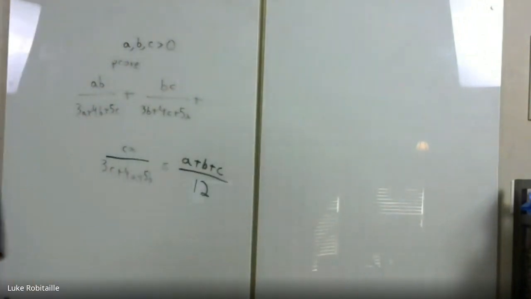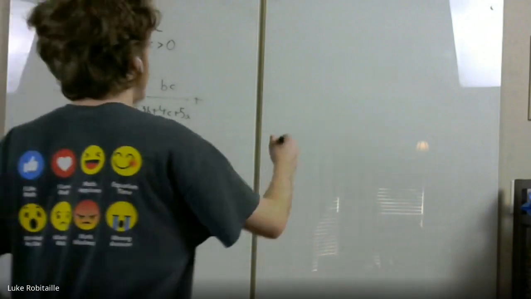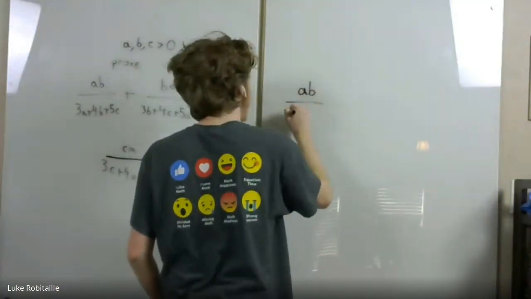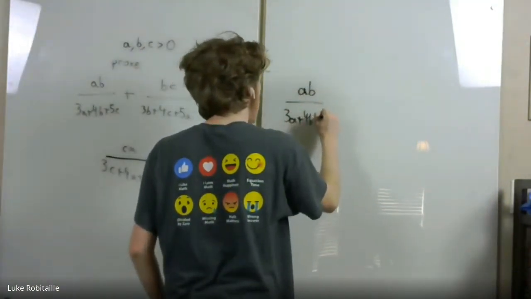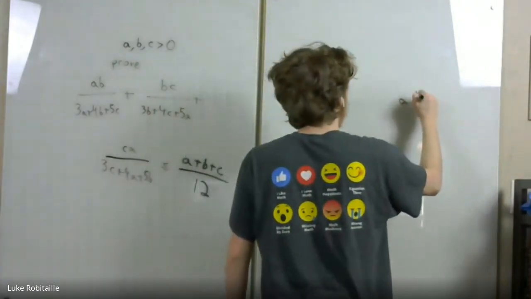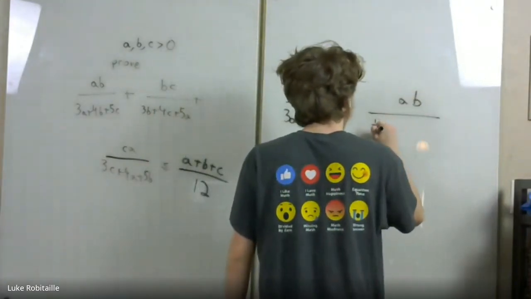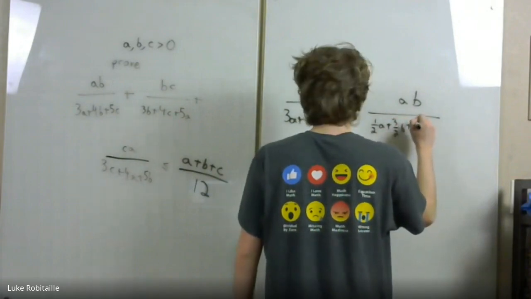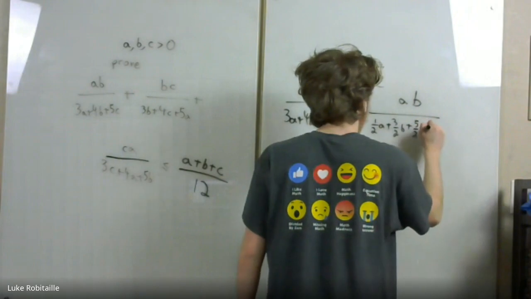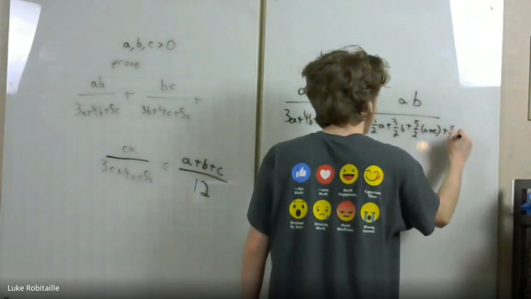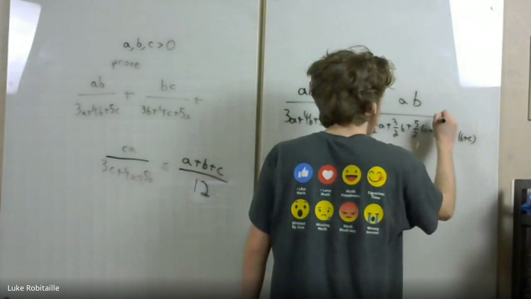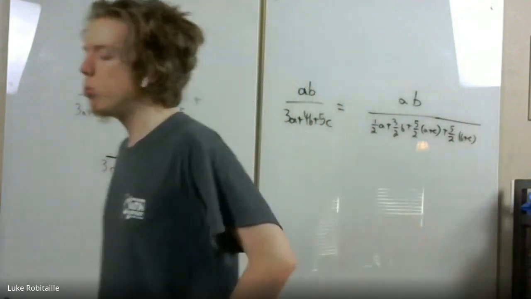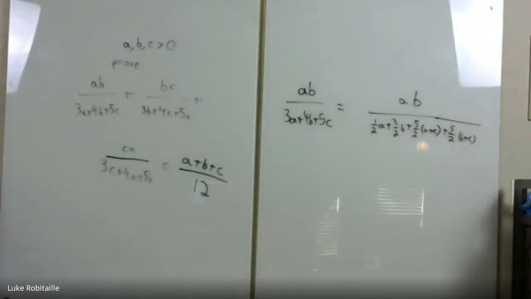which is that we're going to split this up as follows. AB over this equals AB over 1/2 times A plus 3/2 times B plus 5/2 times A plus C plus 5/2 times B plus C. It will be important that these coefficients of A plus C and B plus C are the same as each other.